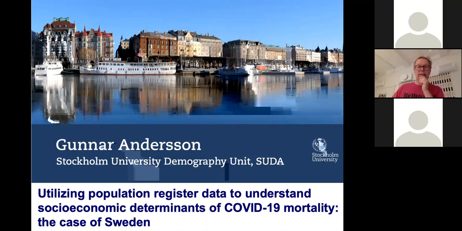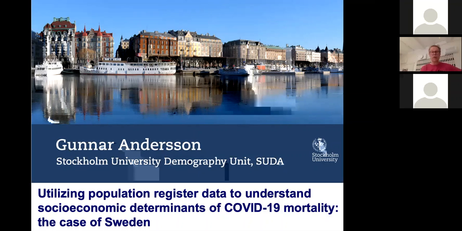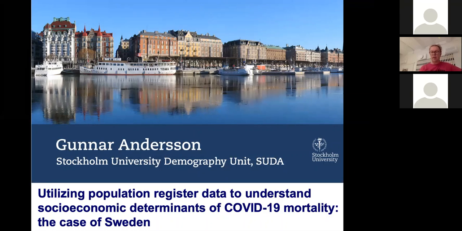So this is then a study that links to previous research. It is research based on population registers of Sweden, and in this case with a focus on mortality in the early phases of the COVID-19 pandemic in Sweden, where we could use Swedish research infrastructure to get insight into mortality patterns.